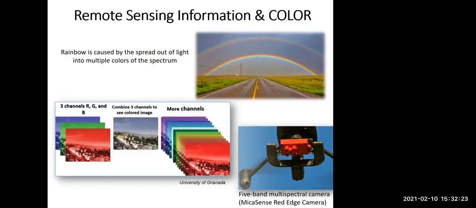Okay, let me start explaining how the image is being captured and created. We know that light is not only one piece. We can see on the rainbow that light can be separated into multiple colors. So a camera can be designed to capture different parts of this light, different colors. And in this case, we can see the response from the plants at different areas of the light, or different colors, not only in the area that we can see with our eyes, but also in areas that we cannot see, such as the near infrared area, which is very, very valuable for plant studies.